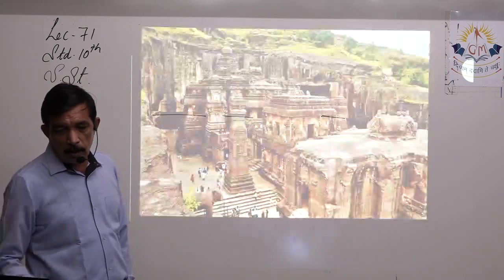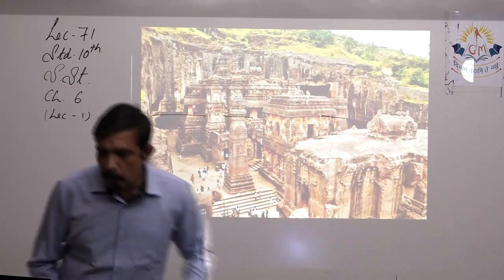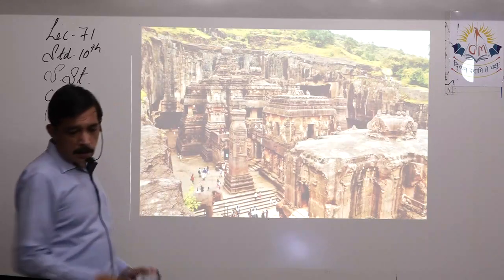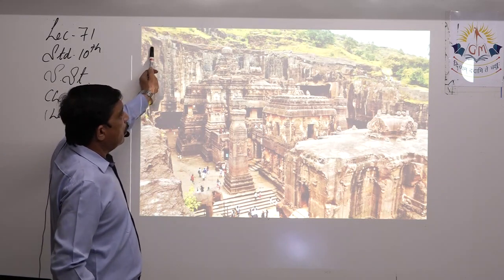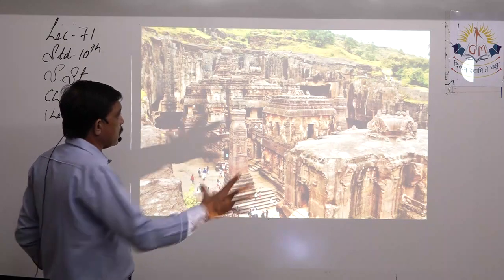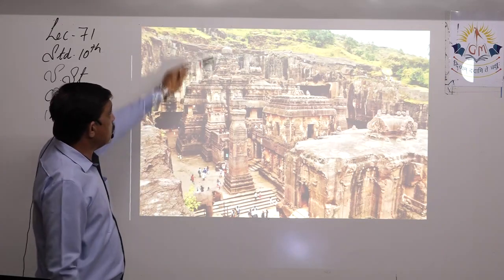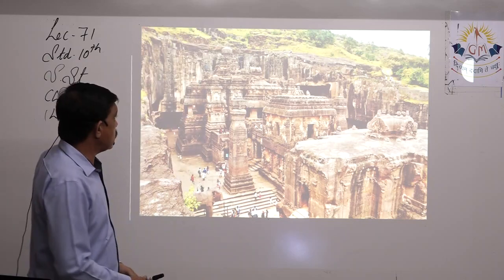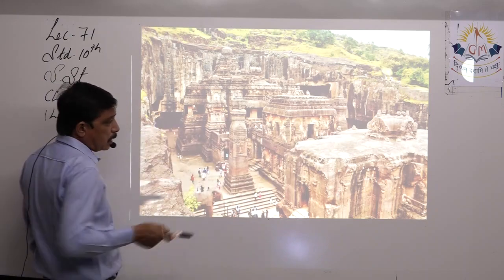So let's have a look at the picture of the famous Kailash temple. As you can see, this is the Kailash temple that is carved out of a single rock. You can see that rock over here. This was a complete rock like this. Now it has been carved out. You can see the rock behind that. That is also single. This is the actual height, from here to here, that is 30 meters high. From here to here, the width is 33 and the length is 50 meters.